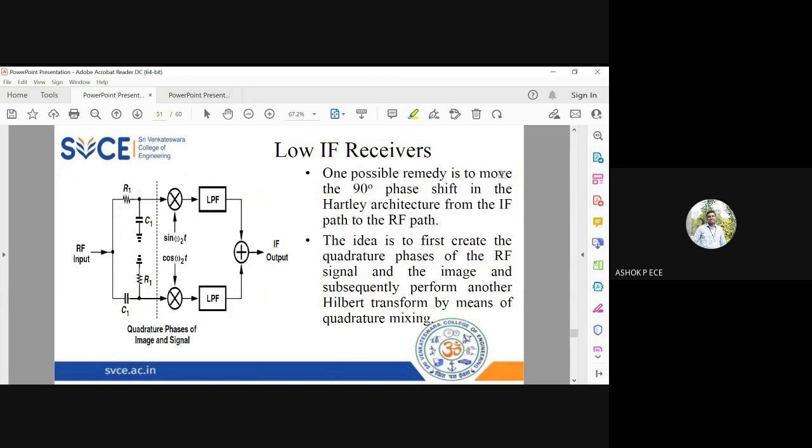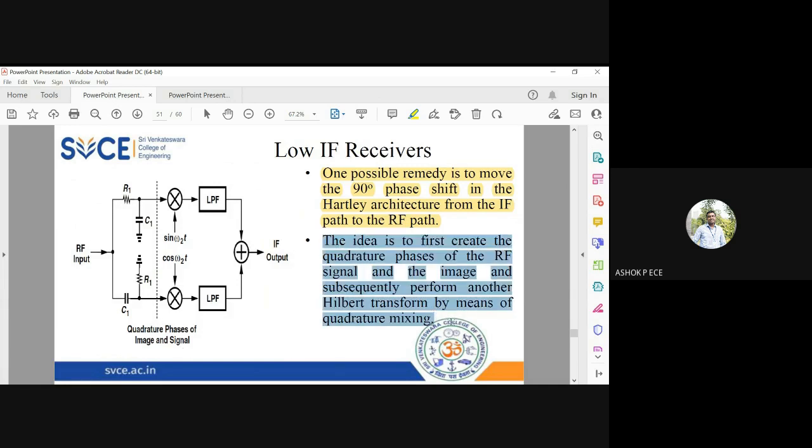One possible remedy is to remove the 90-degree phase shift in the Hartley architecture. In the quadrature path, we had this 90-degree phase shift, right? So I'm going to remove that and I'm going to have low pass filtering and high pass filtering on both the sides, so that I have a uniform symmetrical architecture on both sides of your low IF receiver.